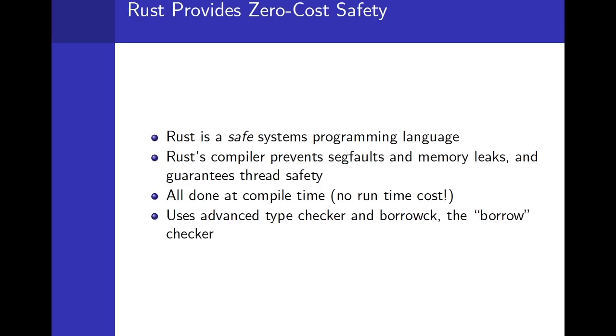Rust is a safe systems programming language. What we mean by that is it's kind of like a safer version of C++, where a bunch of different safeties are in place in order to prevent seg faults, memory leaks, and thread safety issues. But here we're meant to talk about the borrow checker.